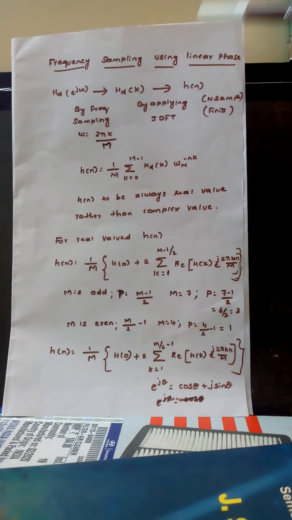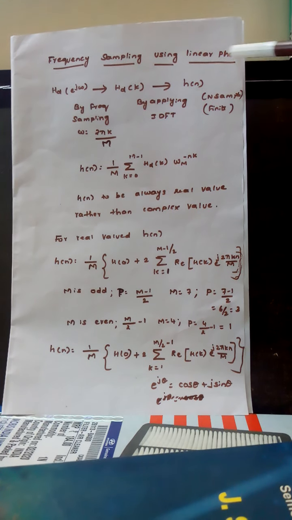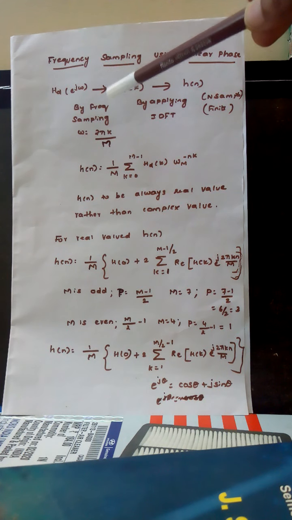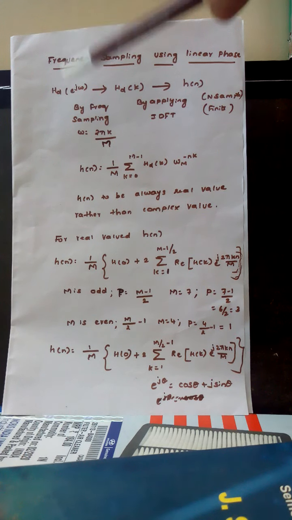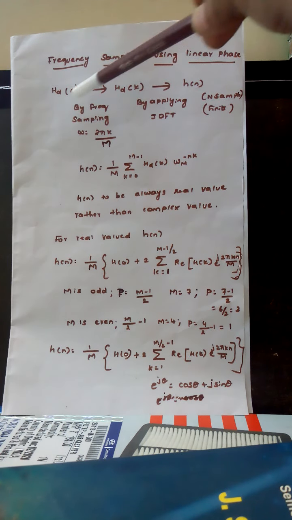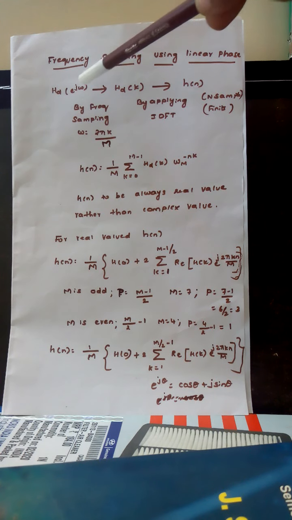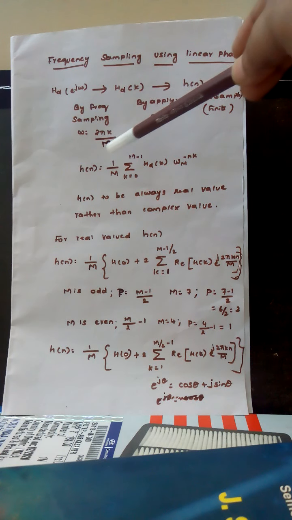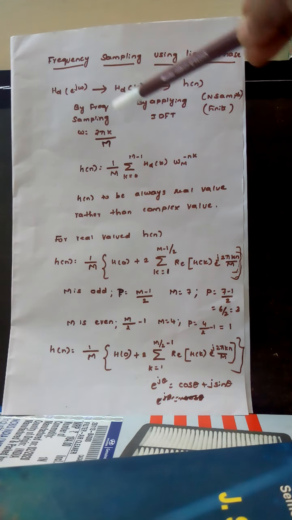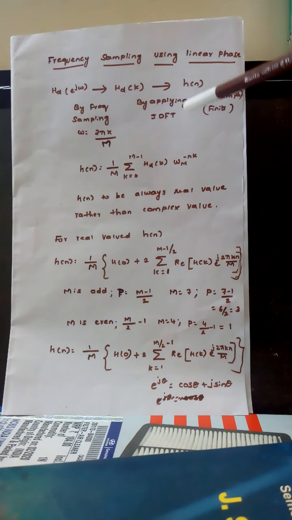Next topic is the frequency sampling using linear phase. So here the H_d of e to the power j omega is nothing but the desired frequency response, which is converted into H_d of k by using frequency sampling. So omega is sampled at 2 pi k by M samples. So we'll get H_d of k, and this is applied to the inverse discrete Fourier transform.